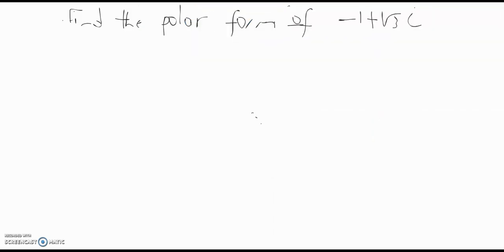Here's an example. Find the polar form of -1 plus root 3i. The first thing I want to do is represent this on the Argand diagram. So I'm going to draw my Argand diagram, with Re z and Im z. I'm going to have -1 somewhere over there on the real axis, and root 3 on the positive imaginary axis, about there.